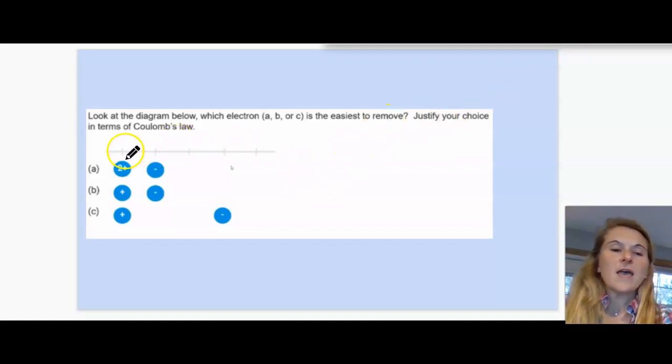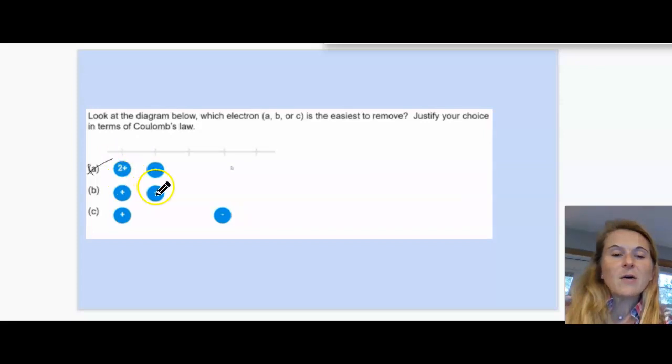First off, we have comparing our nuclei here. Here we have a nucleus that has 2 protons. So this is going to have a greater Q1 to Q2. So this is going to increase the top part of our Coulomb's law. So it's not that one. The stronger the nucleus, the harder it is to remove this electron.